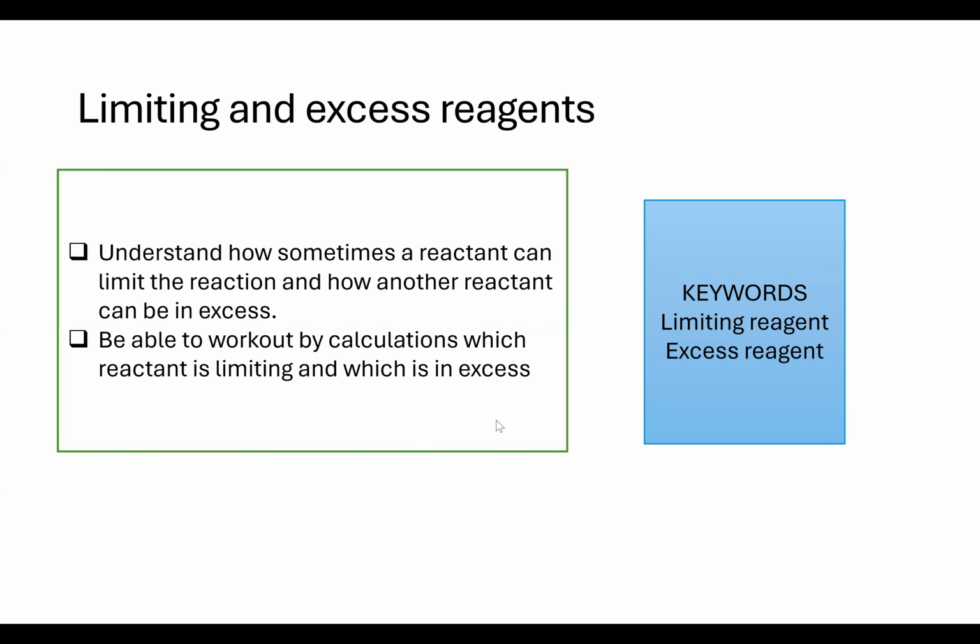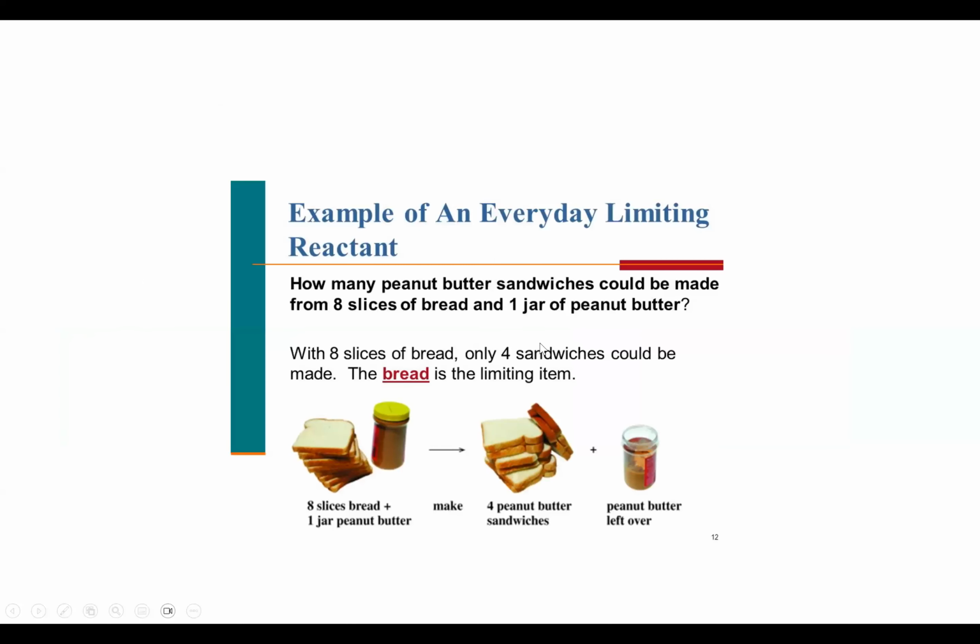Hi guys, so this video is about limiting and excess reagents and how to calculate them. First of all, we are going to understand what is meant by an excess or a limiting reagent. For example, if you have 8 slices of bread versus 1 jar of peanut butter, it is the slices of bread that will determine how many sandwiches you could make. And then the peanut butter jar is going to be in excess and left over.